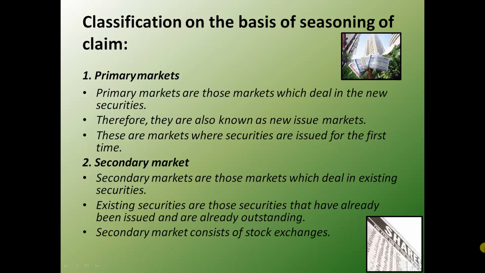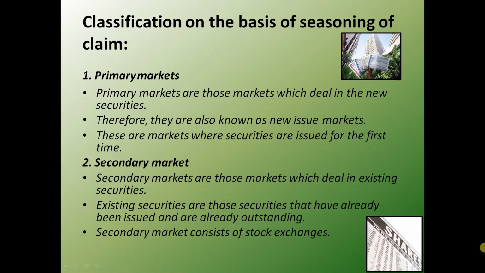Now, classification of markets on the basis of seasoning of claim. Here we can classify two types, primary markets and secondary markets. These are the parts of the stock market. Primary markets are those markets which deal in new securities.